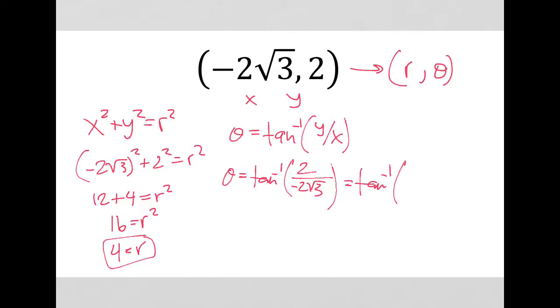2 over 2 reduces down, and we're left with 1 over the negative square root of 3 right there, which again we can simplify further by rationalizing that denominator: the tan inverse of negative root 3 over 3. Remember, to rationalize that denominator, you multiply by the square root of 3 in the denominator and in the numerator. 1 times the square root of 3 gives us that new numerator of square root of 3. Square root of 3 times the square root of 3 gives us that new denominator of 3.